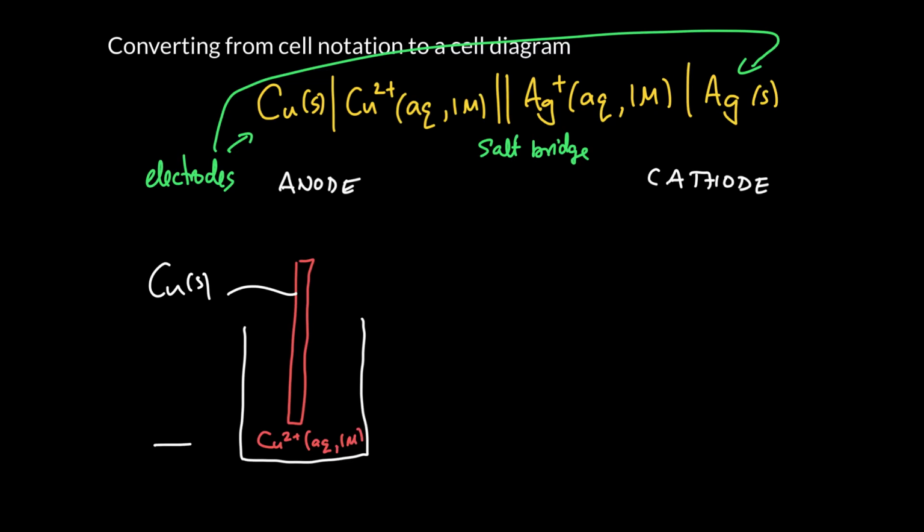And where might that come from? Well, maybe we've got 1 molar copper(II) nitrate perhaps. So the nitrate ion is a nice, stable, inert, unreactive ion. So that would be a very good way to produce 1 molar copper ions.